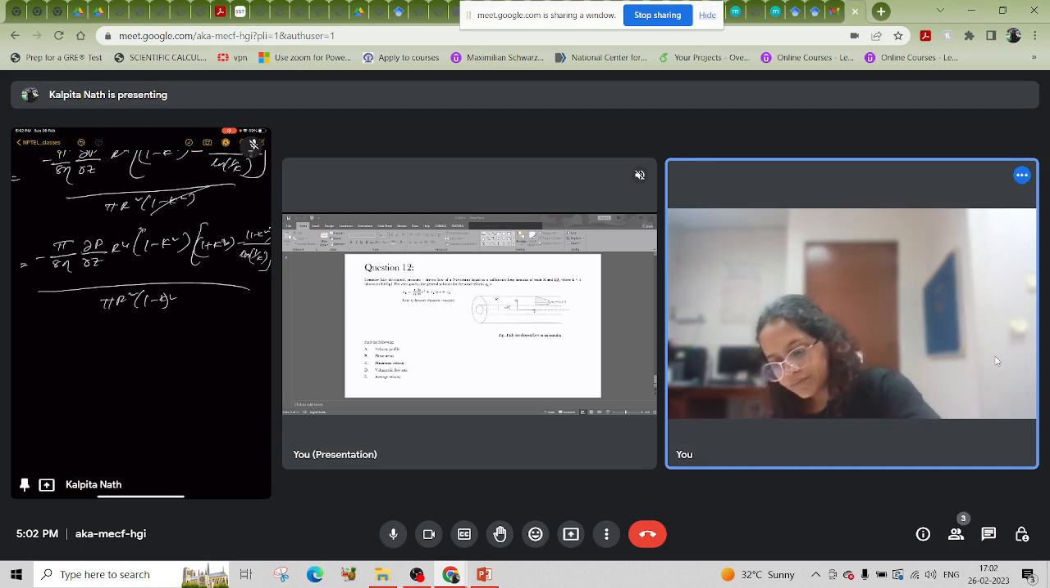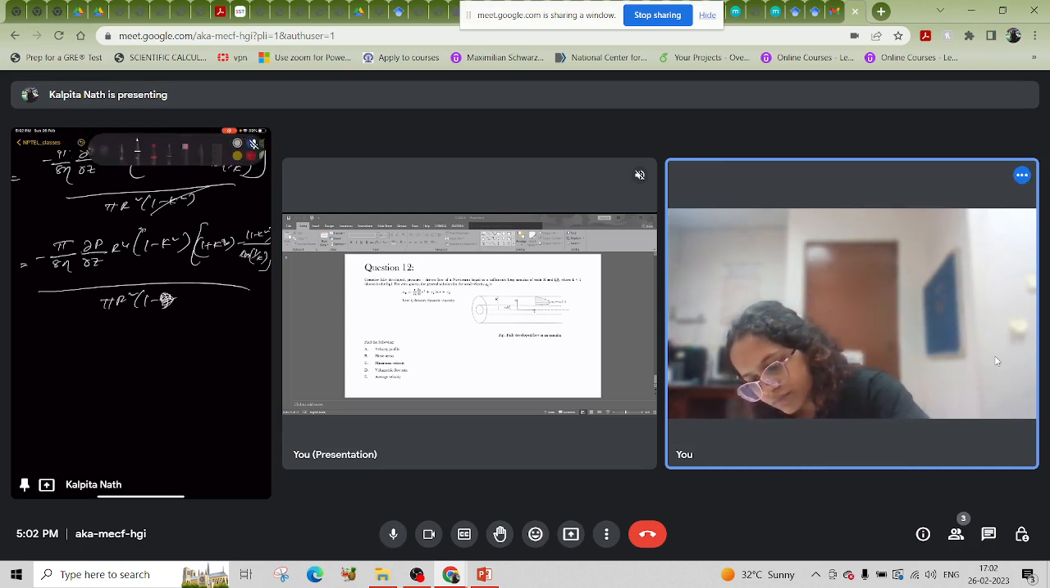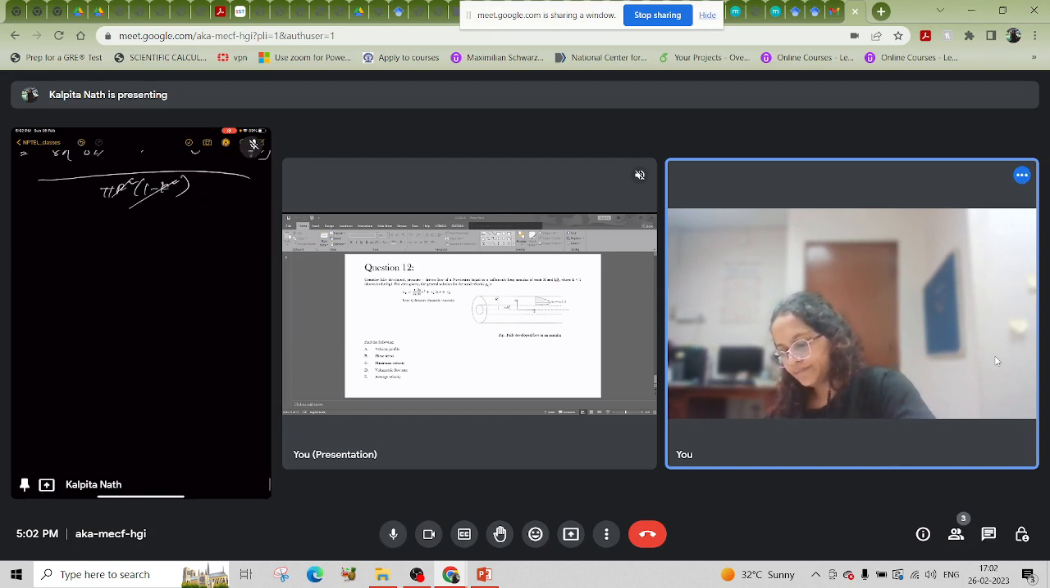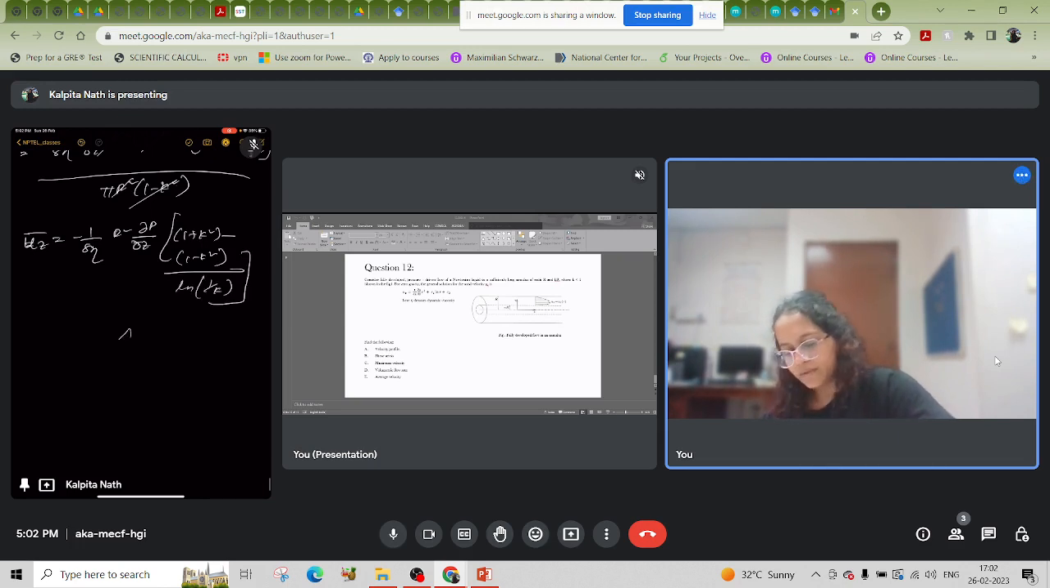This 1 minus kappa square is already cut off, and R square cuts off. So uz bar becomes 1 by 8 eta R square del P del Z, 1 plus kappa square minus 1 minus kappa square by ln 1 by kappa. This is the answer.